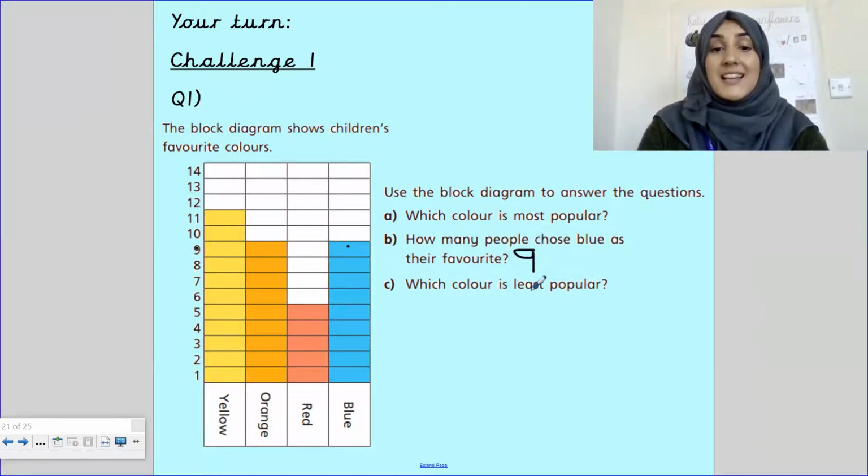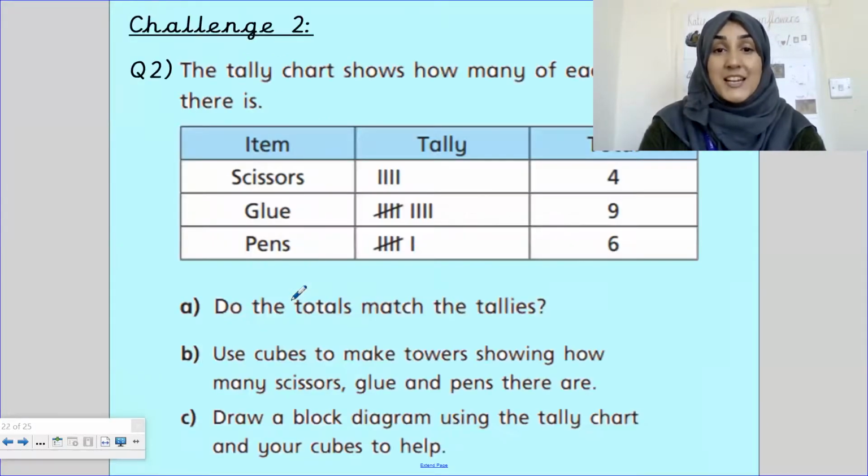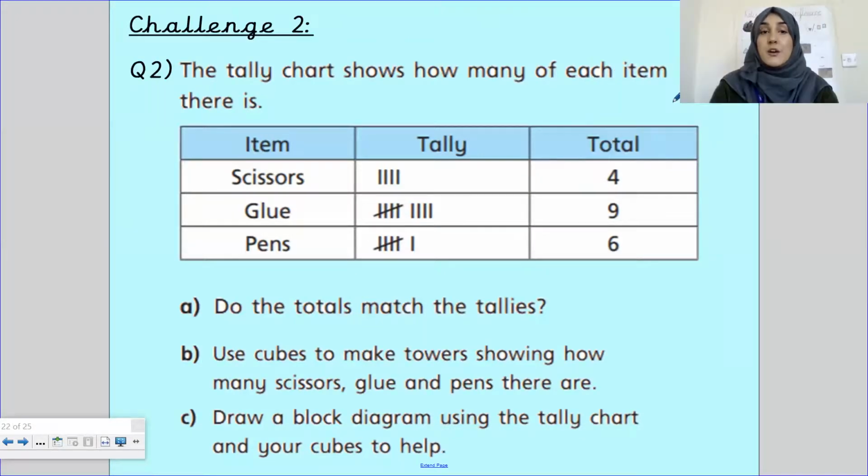Which colour is the least popular? I think you can do that one by yourself. Okie dokie, let's move on to challenge 2, question 2. The tally chart shows how many of each item there is in a classroom. So there are 4 scissors, there are 9 glue sticks, and there are 6 pens.